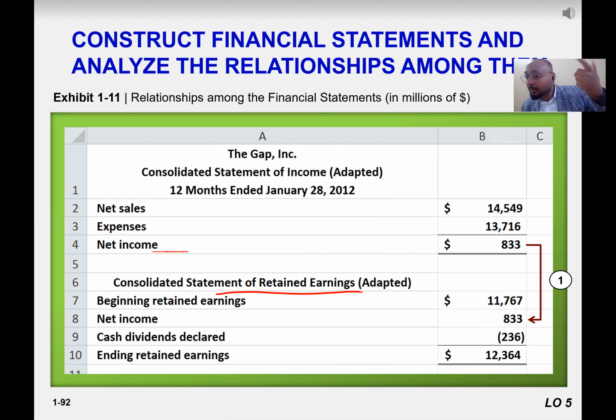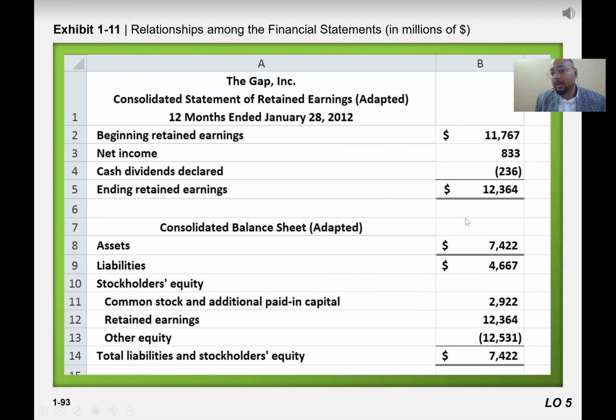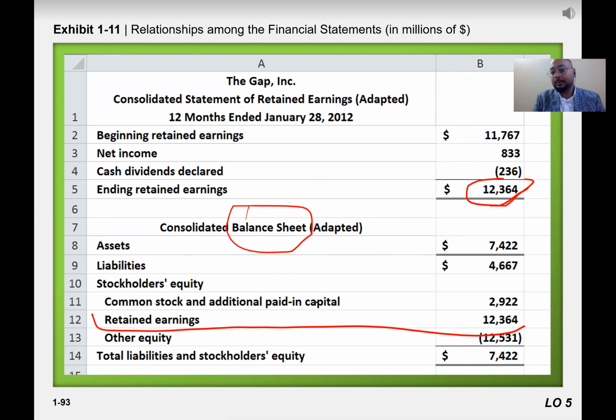So the income that we calculated in our previous statement, the income statement, we use it here, right? Now we have made the retained earnings statement. In the retained earnings statement we can find out the ending balance of retained earnings. That ending balance of retained earnings is used in the balance sheet, right?